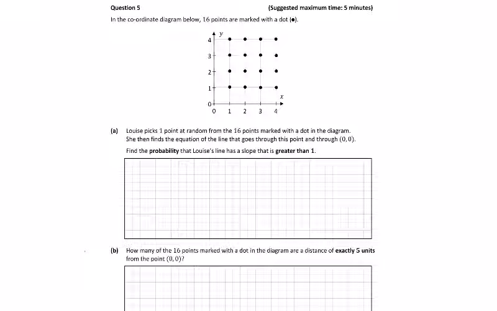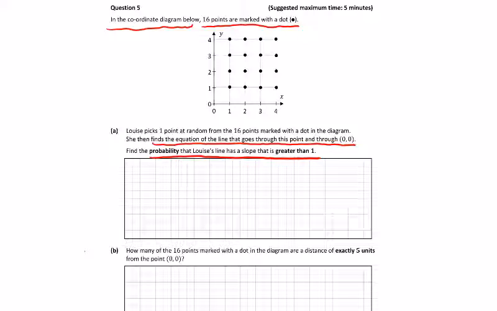In this video, we're going to look at some more coordinate geometry questions. So in the coordinate diagram below, we've got 16 points marked with a dot. Louise is going to pick one point at random from the 16 points marked with a dot in the diagram. She finds the equation of the line that goes through this point and (0, 0). Find the probability that this line has a slope greater than 1.